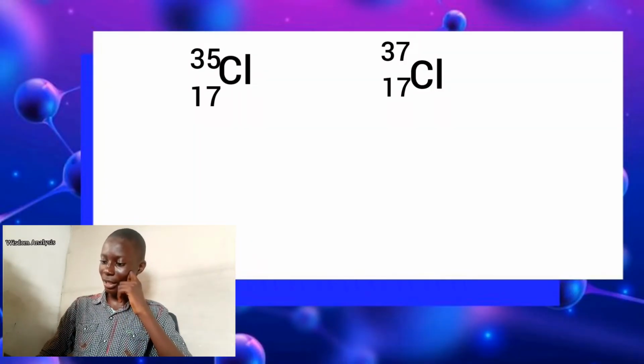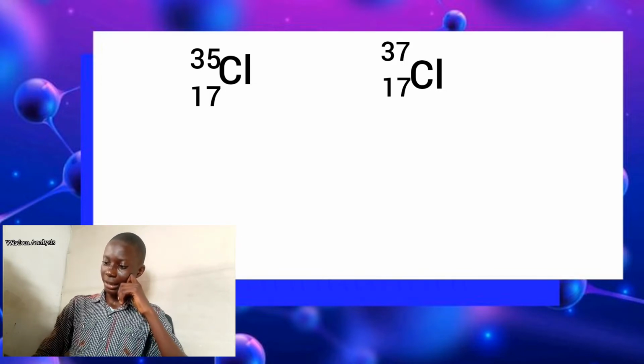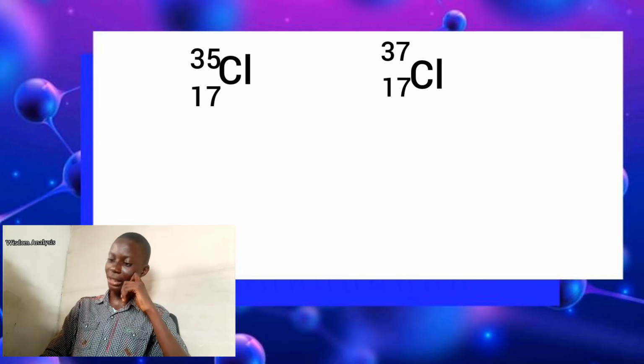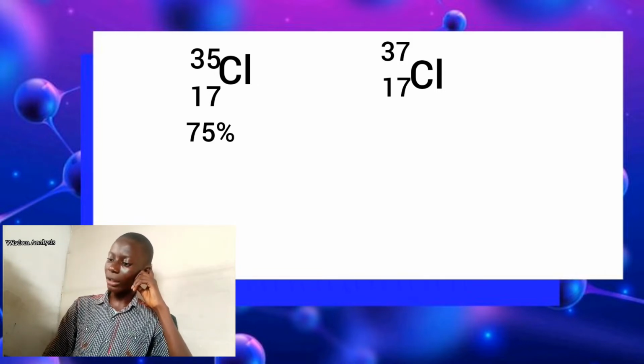So the first isotope has the mass number 35 and the atomic number 17, while the second isotope has the mass number 37 and the atomic number 17. Now the percentage abundance of the first isotope is 75, while that of the second isotope is 25. So how do we calculate their relative atomic mass?